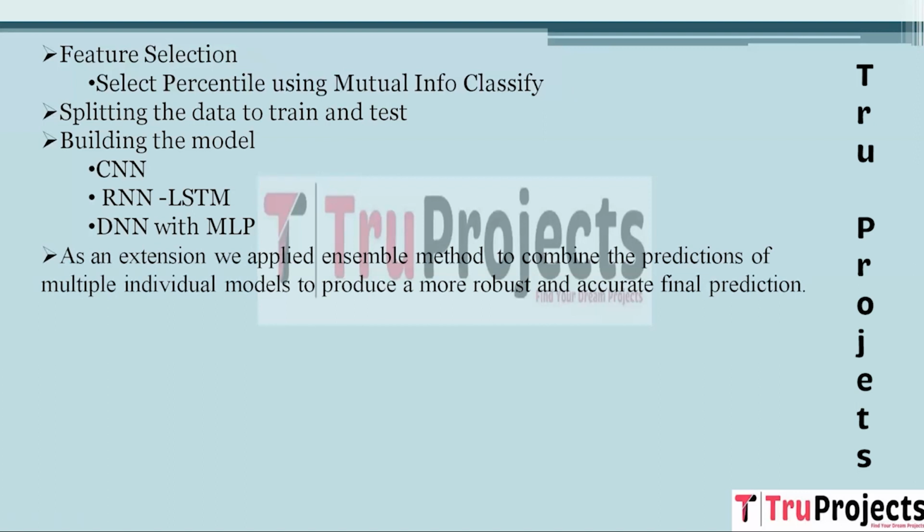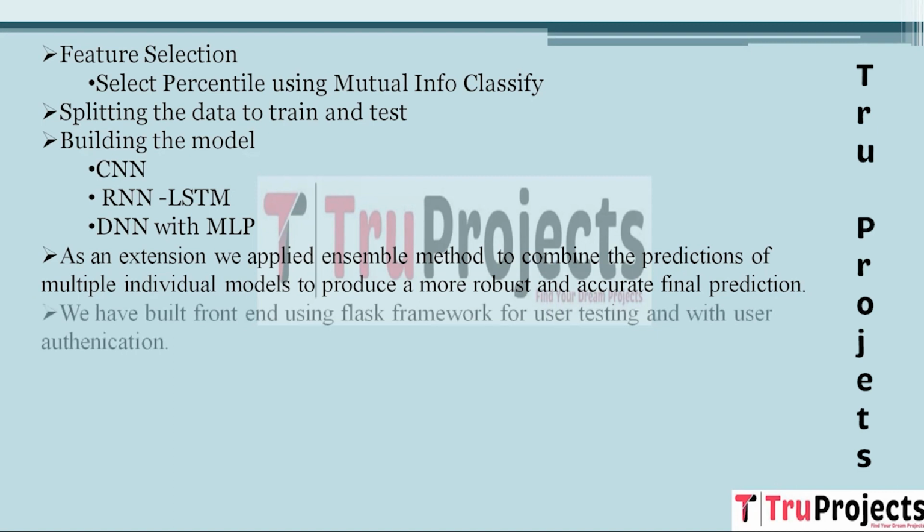An ensemble method combines the predictions of multiple individual models to create a more robust and accurate final prediction. Techniques like bagging, boosting, or stacking may be used to achieve this. We have built a front-end using Flask framework for user testing and with user authentication.